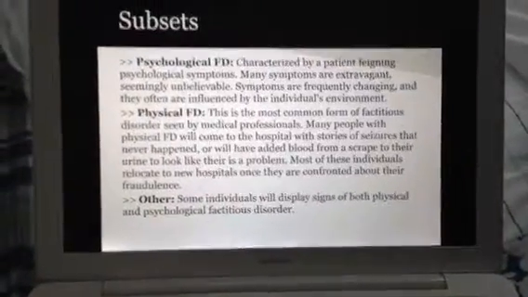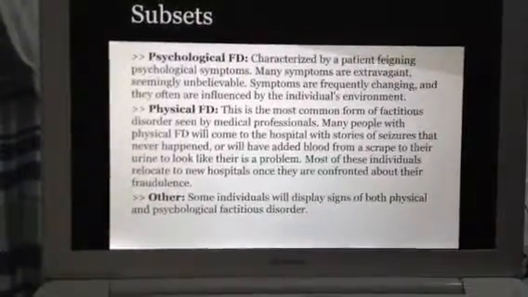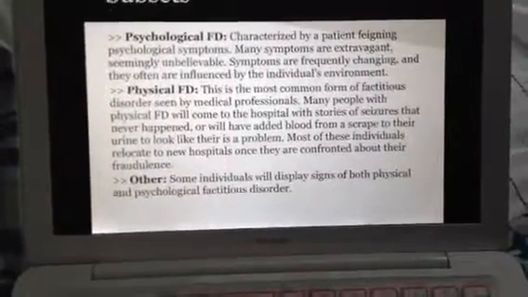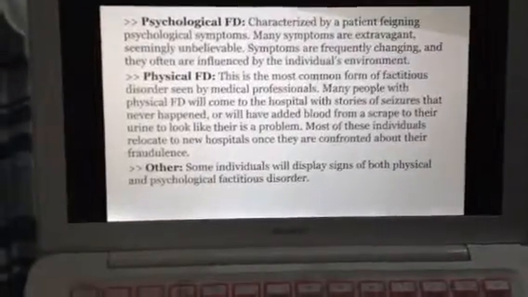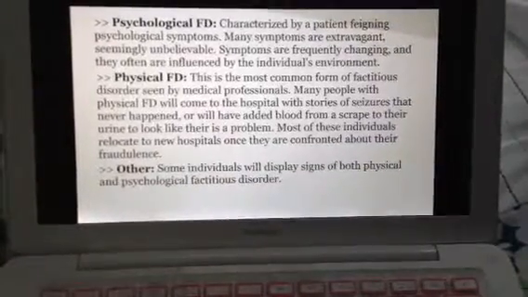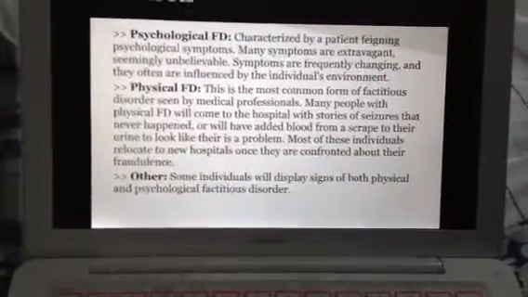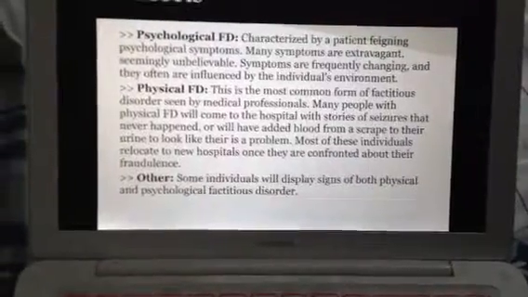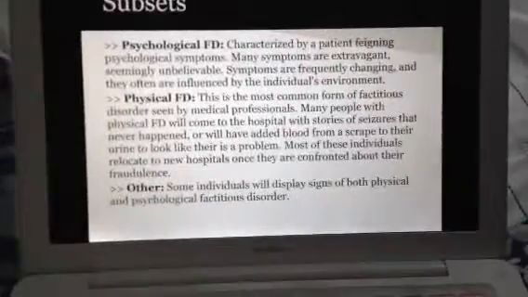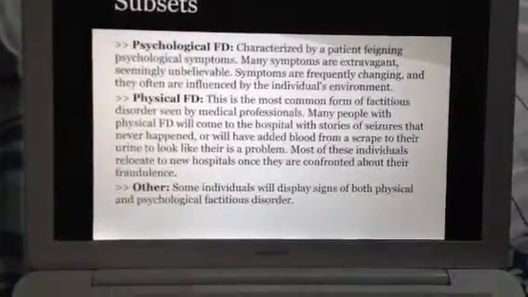Another type is physical factitious disorder, where the patient inflicts wounds on themselves to go to the hospital. This is the most common form of the disorder, and many patients will come to the hospital with well thought out stories of things that never happened, or they will add things like blood from a finger prick or a scrape to their urine to make it look like there's a problem. Most of these individuals relocate to new hospitals because they are frequently confronted about their fraudulence after lab tests are run. And then there's another type where individuals display signs of both physical and psychological factitious disorder.